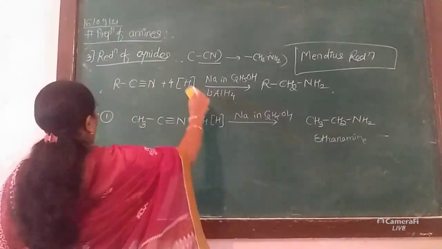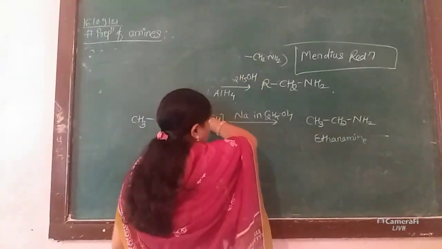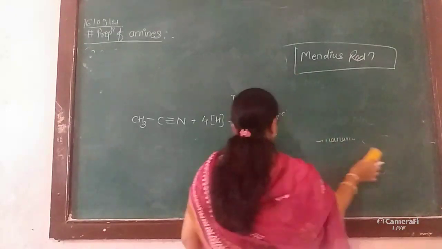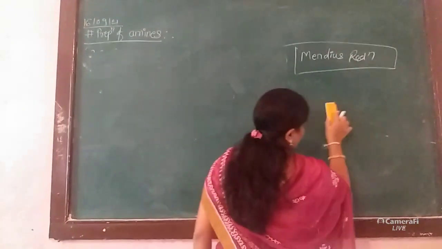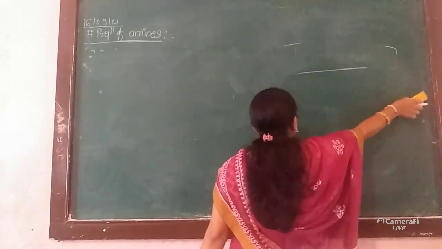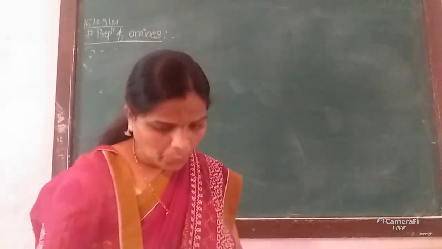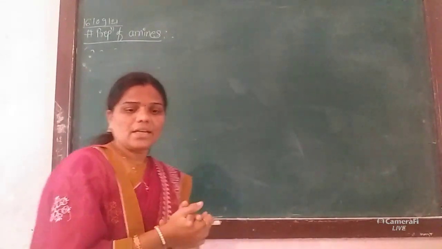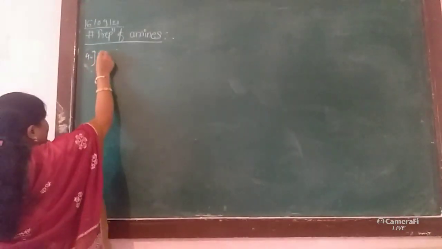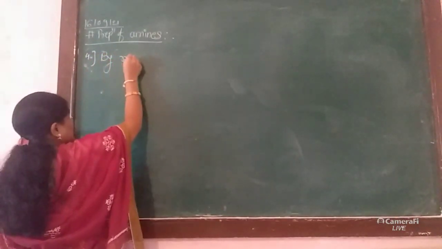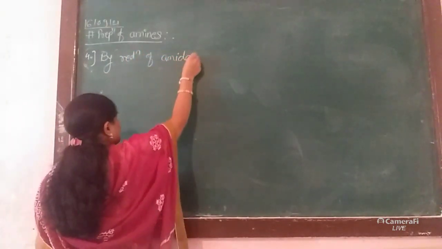Okay, fine. Now we see the next, the fourth reduction method, which is by reduction of amides.